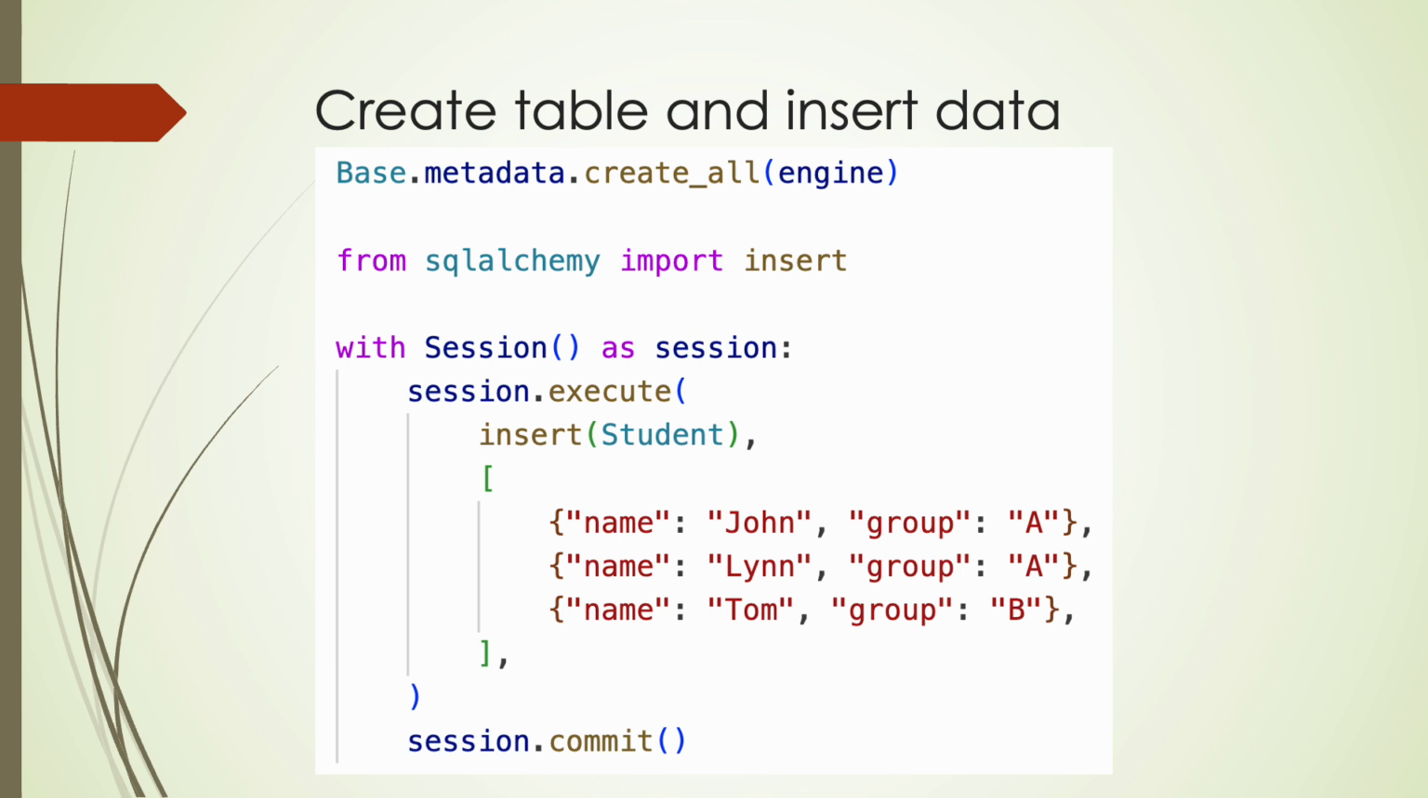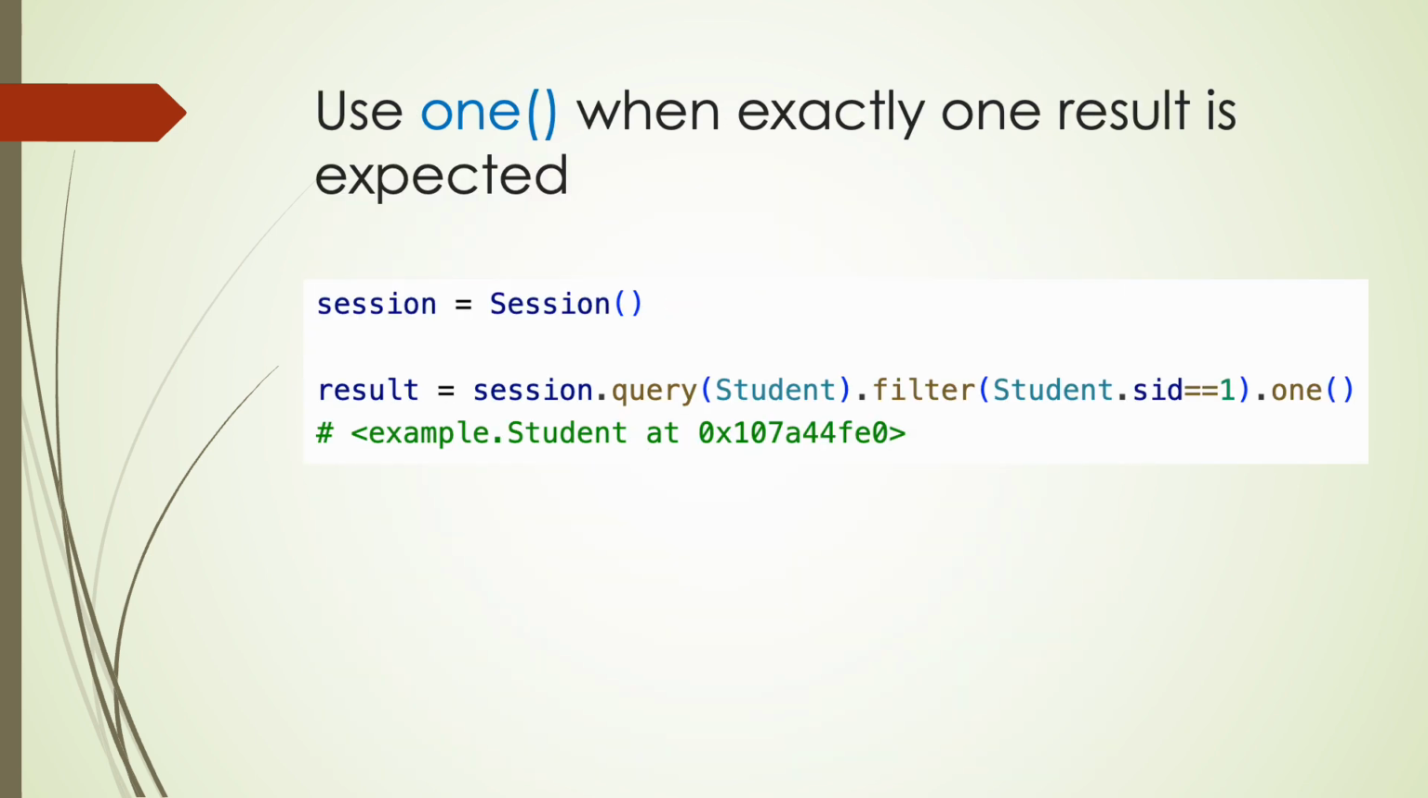Note that we can use the metadata of the base ORM class to create all tables whose ORM classes inherit the same base class. Besides, the SQLAlchemy 2.0 style for bulk insert is used to insert multiple records at the same time. Now let's compare various methods to select results with ORM classes.